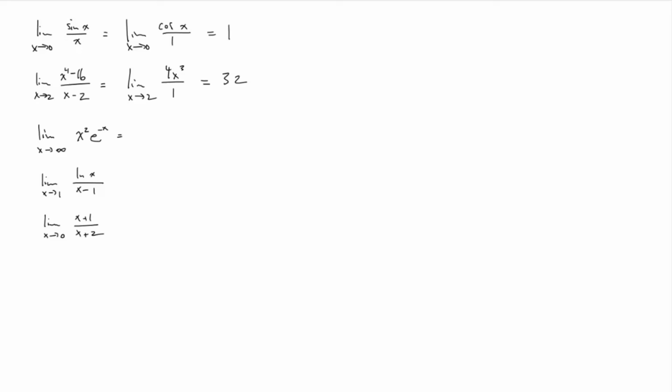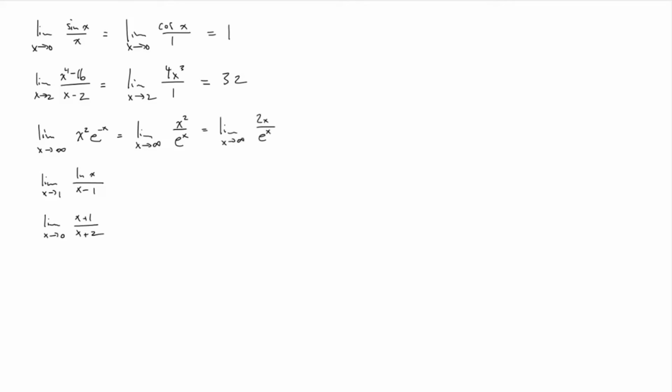The third one is less obvious. You need something of the form infinity over infinity or 0 over 0. It's not written that way, but you simply have to remember that e to the negative x is the same thing as 1 over e to the x. And so just algebraically, this is the limit as x approaches infinity of x squared over e to the x. And that is of the form infinity over infinity, and so we can apply L'Hopital's rule.